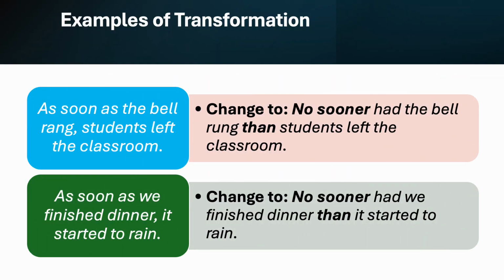Check this example. As soon as the bell rang, the students left the classroom. So instead of as soon as, we have written no sooner, then we have used had, and then the bell rang, then students left the classroom. Instead of rang, we have used rung here, that's the past participle. The next one also the same way. Instead of as soon as, no sooner, and then the auxiliary verb had, and then the verb, then before the remaining part we are adding in than, and then the remaining part of the sentence.